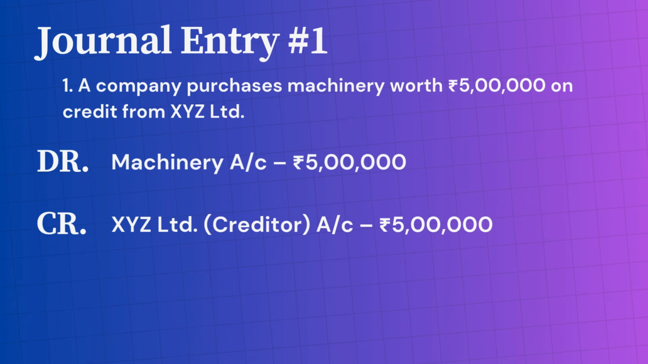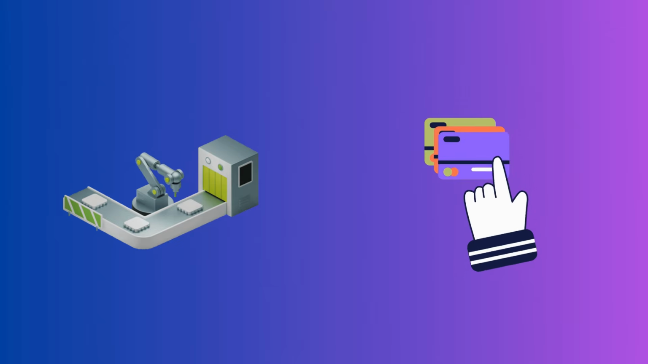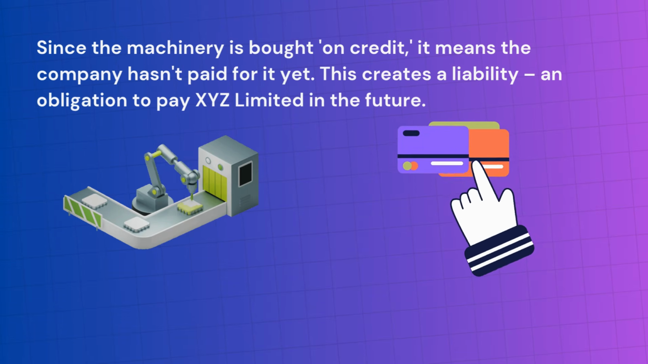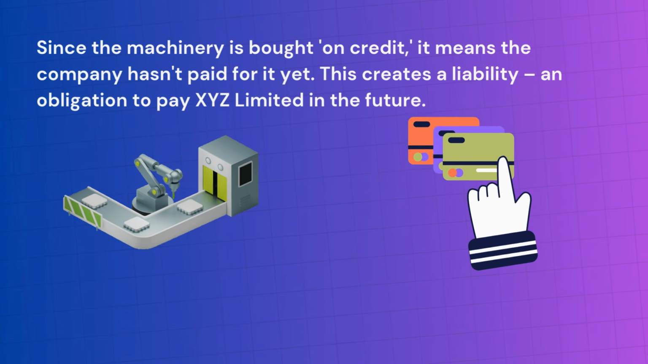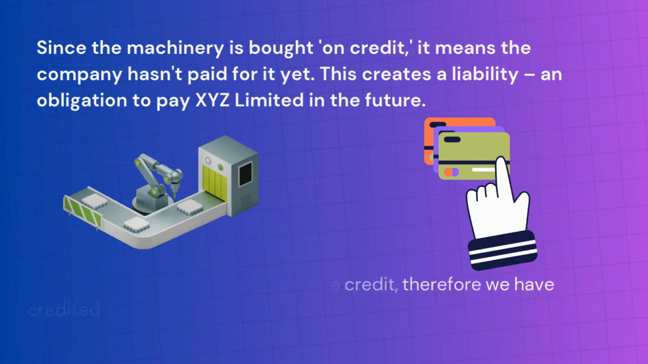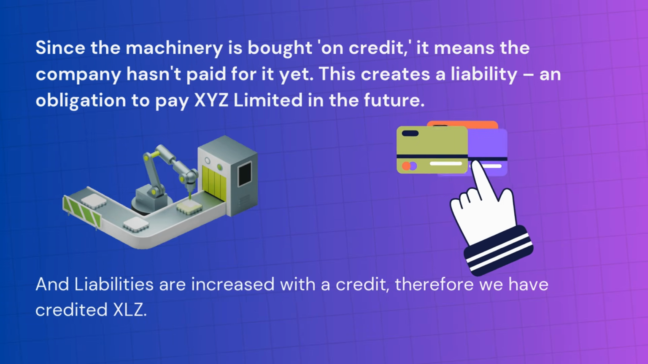Why? Because machinery is a fixed asset, meaning it's an item the company owns and will use for more than one accounting period. Because the company is acquiring an asset, the machinery account is debited to increase its balance. Since the machinery is bought on credit, it means the company hasn't paid for it yet. This creates a liability, an obligation to pay XYZ Limited in the future. And liabilities are increased with a credit. Therefore, we have credited XYZ.